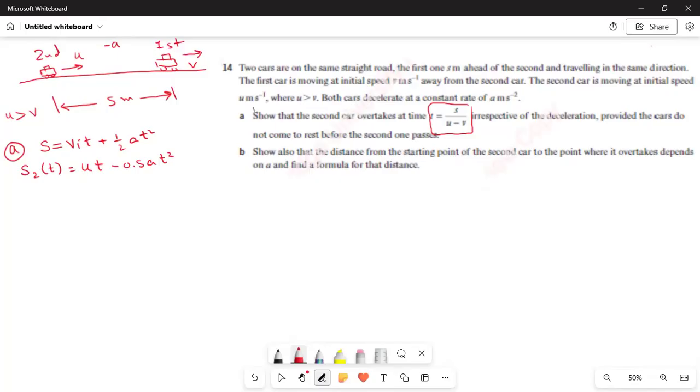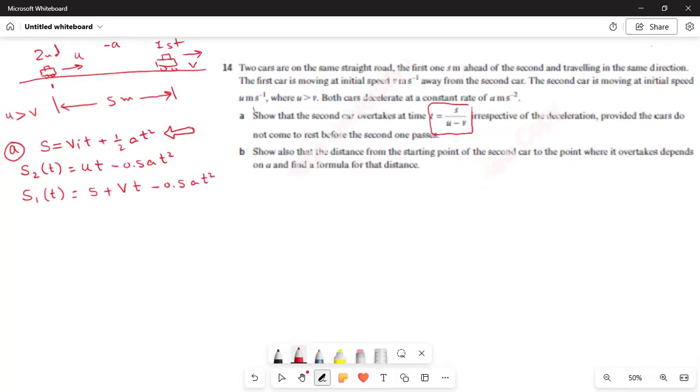So this is the distance traveled by the second car as a function of time. I'm measuring all the distance from the initial position of the second car, the position at time 0. Now, in the same way, if I write the expression for the distance traveled by the first car as a function of time, I will use the same expression. But remember, the first car is already s meters ahead of the second car. So the distance would be s plus vt, the initial speed being v, and again the same thing, minus 0.5 a t squared.